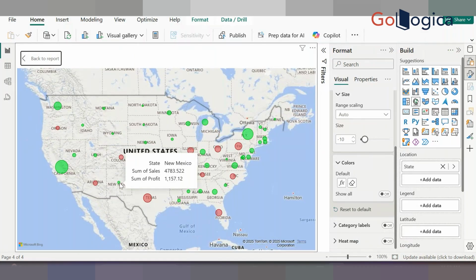It clearly tells me where all the states are in which I'm running at a loss. Florida is in a negative profit. In Texas, we have a big negative or a smaller negative. So these are states where we have a negative profit.